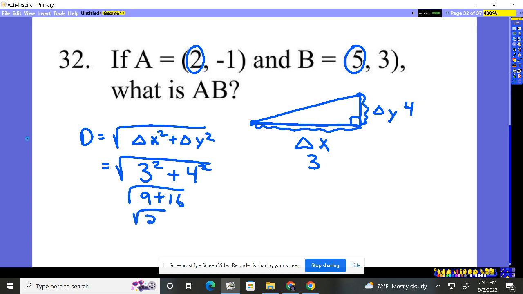This becomes 9 plus 16. That's the square root of 25. Oh, this is a perfect length of 5. The length between them is exactly 5 units.